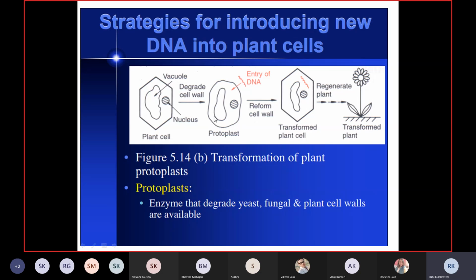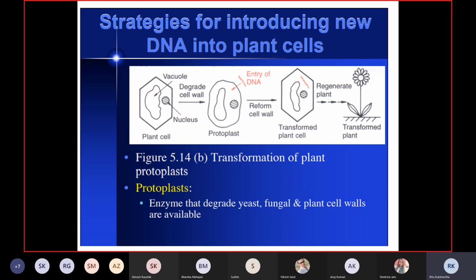So once your DNA gets inside the protoplast, then you regenerate the cell wall, and then what we get is a transformed plant cell, and then again through induction of callus, by adding cytokinin and auxin, you can regenerate the whole plant. So this is another method, and it is mainly used for those plants which are not very easily transfectable by Agrobacterium.